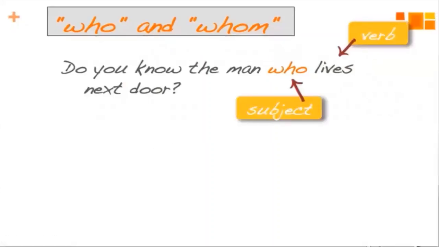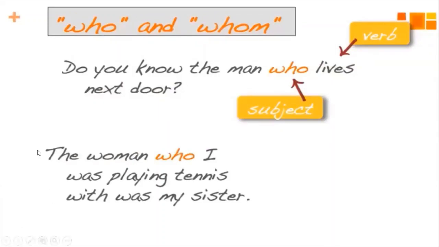So this is subject, as you were saying. Now we have this example right here. The woman who I was playing tennis with was my sister. Now, where or what is the relative clause? Who I was playing tennis with. Great. That is the relative clause. Good. Now, what type of pronoun is this? Is that a subject or an object relative pronoun? Object. Very good.